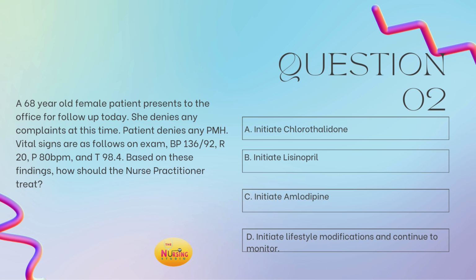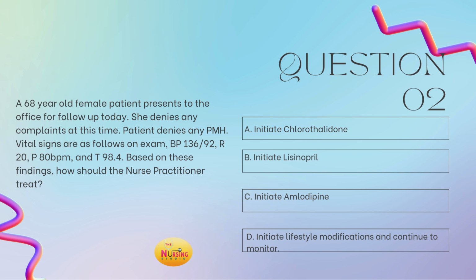All right, the question states, based on these findings, how should the nurse practitioner treat? Again, run it back and see if they provided you with a diagnosis. And if they have not, go back a step further and look at those assessment findings. Remembering, check and see if they've given you an age, gender, or ethnicity. Here, it lets us know that the patient is 68 years old and is a female. She comes to the office for follow-up, doesn't have any complaints or past medical history. Vital signs overall look okay, but that blood pressure is something we need to pay attention to. It's 136/92. Your best answer here is D, to initiate lifestyle modifications and continue to monitor.